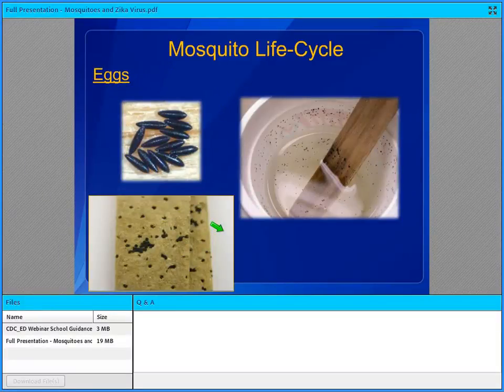Here's a picture of what the eggs look like, and you can see that they are very small. They're smaller than the tip of the lead of a pencil, and they lay their eggs on the side of the containers, and they're sticky. They're going to sit there. They're capable of desiccation and being dried out. Even when the water evaporates out and the water level goes down, the next time it rains and the water level rises in that container, that's what's going to trigger the eggs to be hatched.